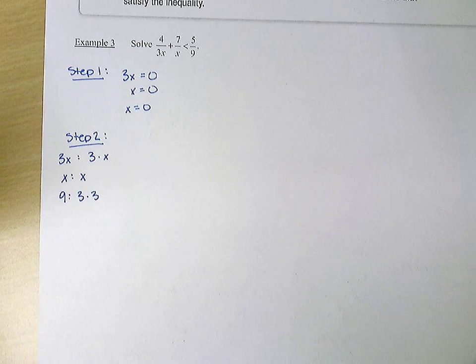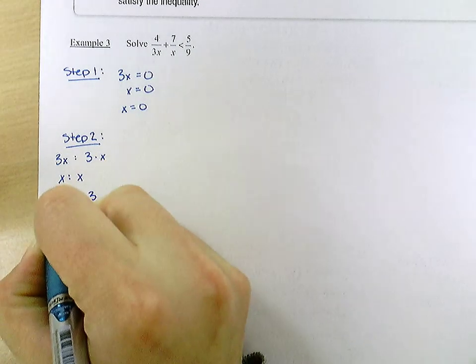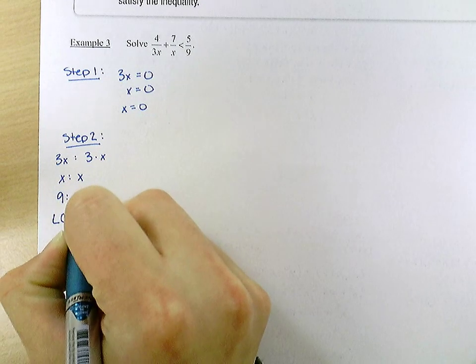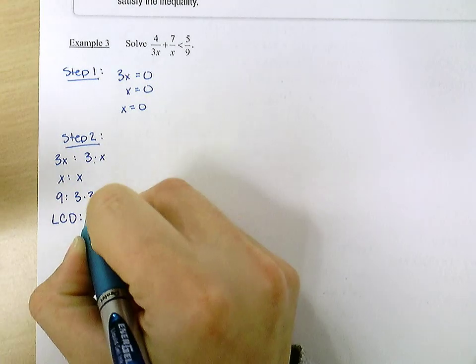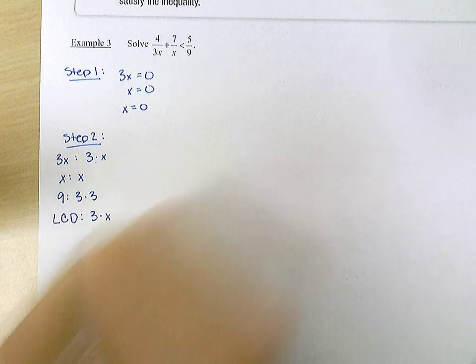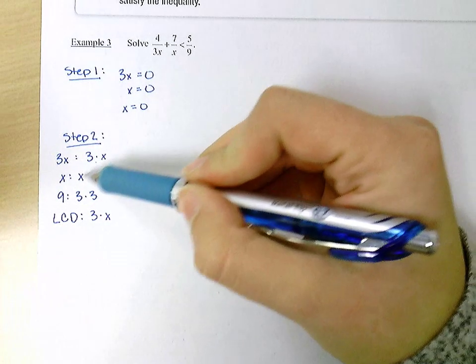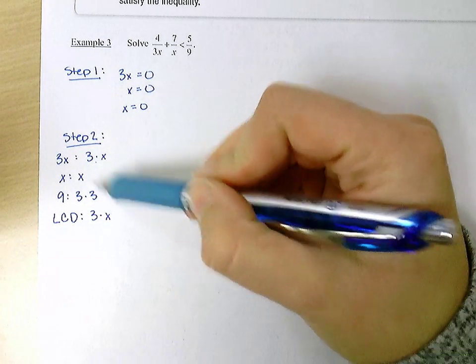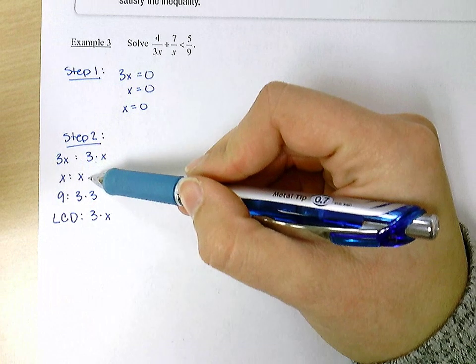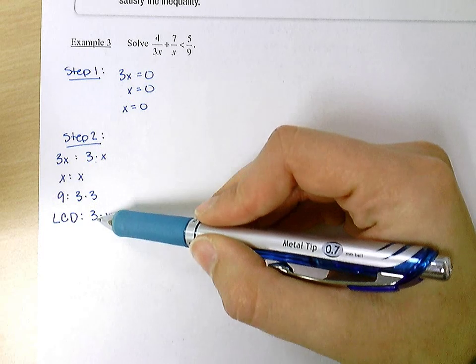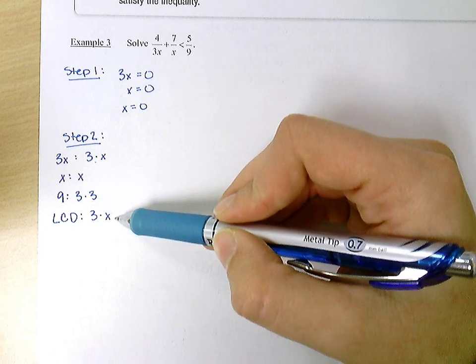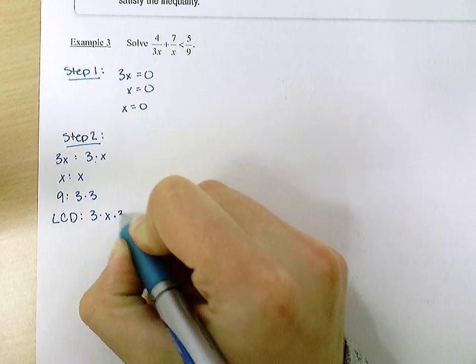So we're finding that least common denominator. We need to take our first term, which is 3 times x, and move to our second term. I already had an x, so I don't need another one. Move to our third term. I had one 3, but I need one more 3. So I'd multiply by 3.